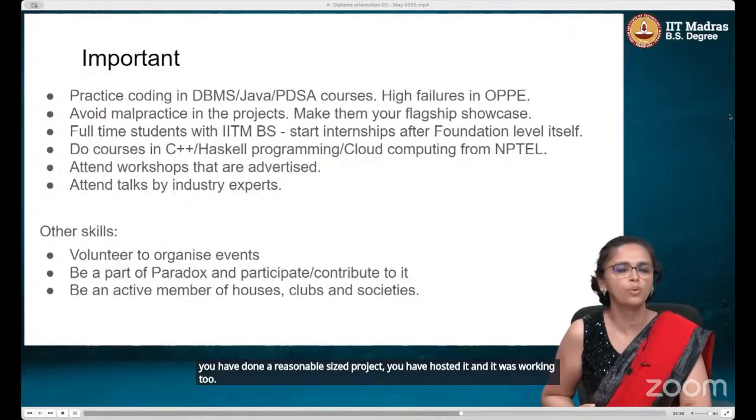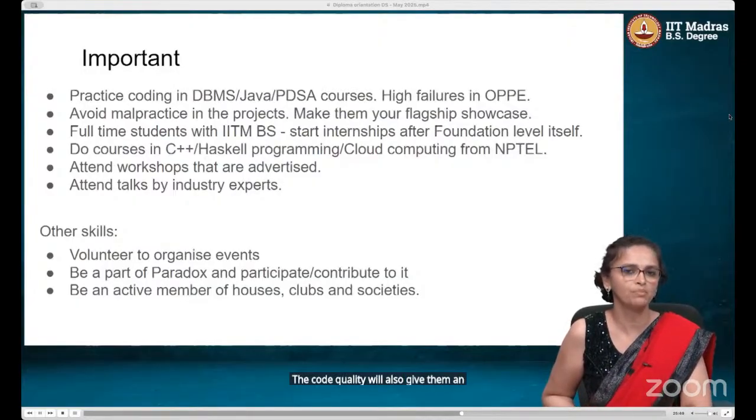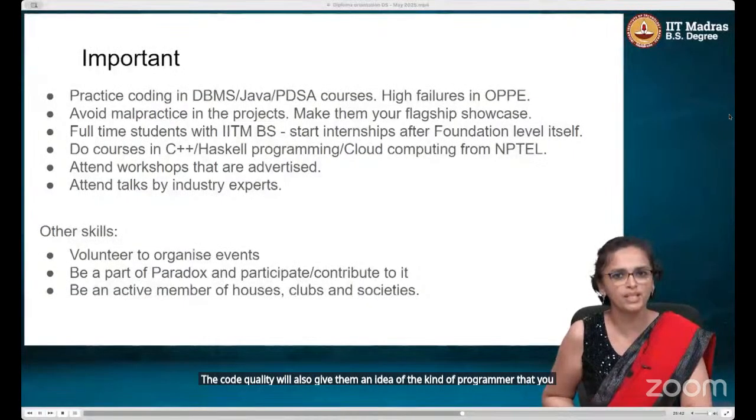So the code quality will also give them an idea of the kind of programmer that you are. So don't take your projects lightly.